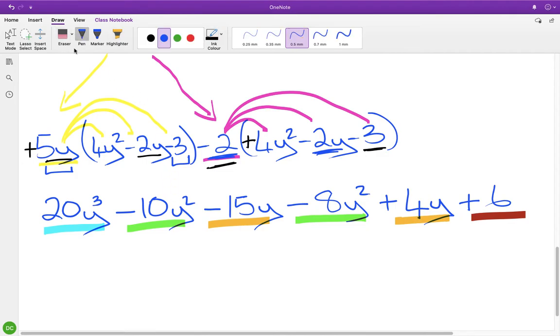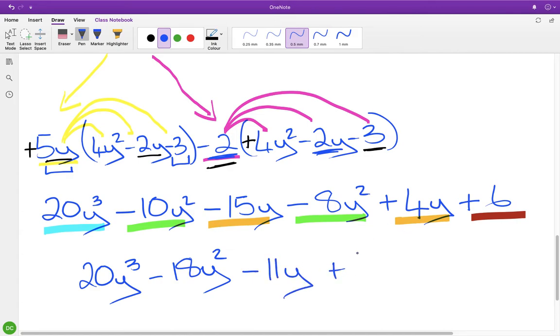Alright, so the 20y cubed stays on its own. Now my squareds are in green. So I have minus 10 minus 8, which is minus 18 y squared. My y's are in orange, so minus 15 plus 4 is minus 11y, and then plus 6.